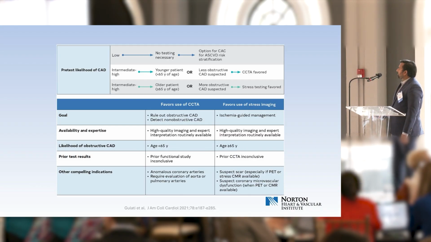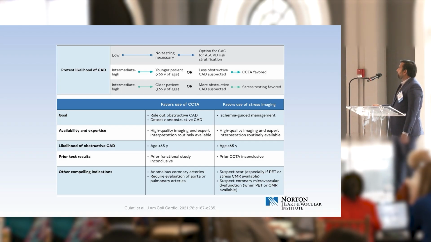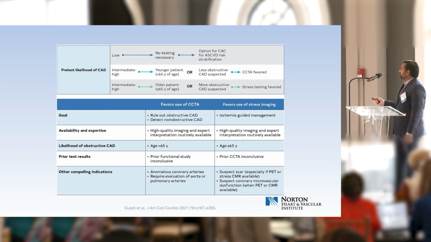So in the guidelines, they did have this kind of flow diagram for which patients we should prefer coronary CT on versus functional testing. Generally, for patients who are intermediate to high risk, who are generally less than 65, although we can often push that, and patients who have a lower risk for obstructive coronary disease, coronary CT is preferred, and stress testing is preferred for those who are a little higher risk.